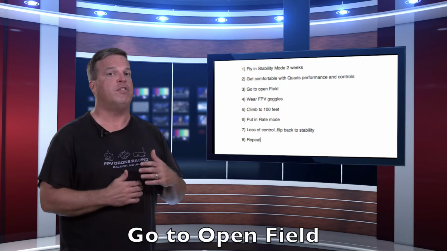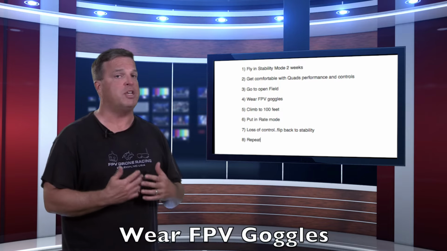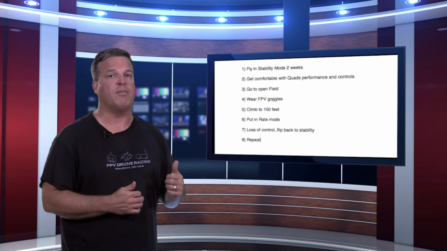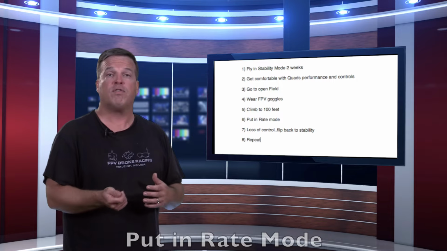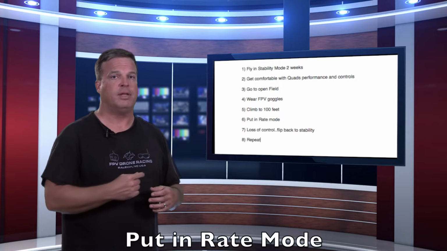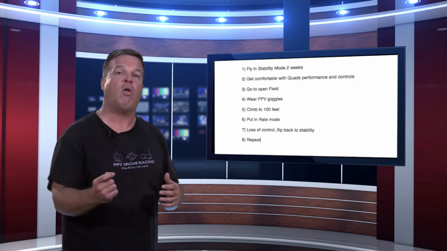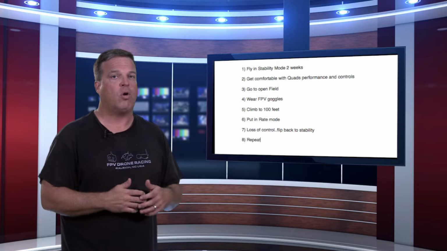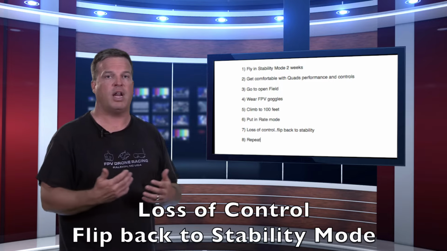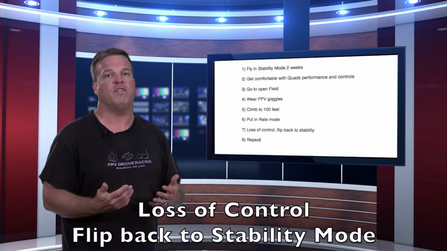What you do is you take your quad out to an open field, make sure you have your goggles, and climb that thing up to about 50 to 100 feet high. I have no idea what that is in meters. Click it over in rate mode and start flying a NASCAR lap. And for all you Australians, that's all left-hand turns. Once you feel like you might be getting out of control, or you're going to fall out of the sky, you've got a safety. Just flick it over to stability mode and you'll be fine.